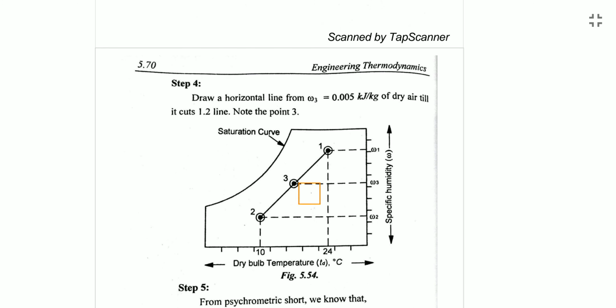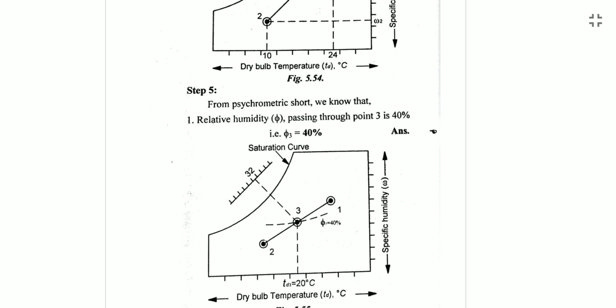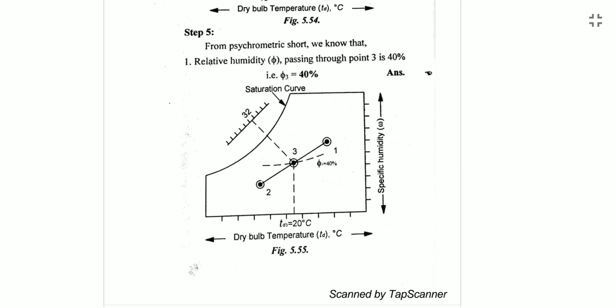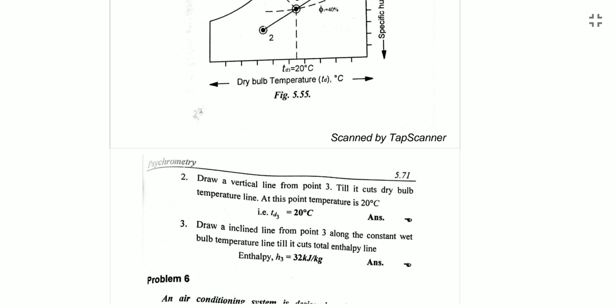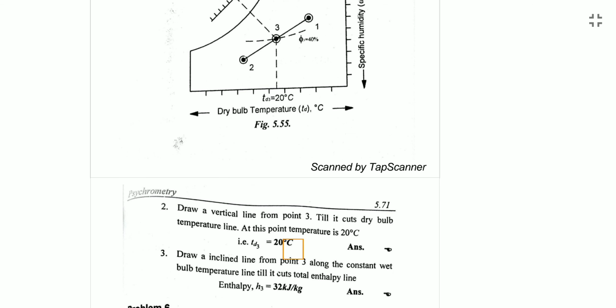Then at the third point we can find all the values: specific humidity, relative humidity, enthalpy and everything from the chart itself. So this is the answer. They are asking us to find the third condition, the final condition. So the final condition: dry bulb temperature is 20 degrees and H3 value is 32 kilojoule per kilogram.